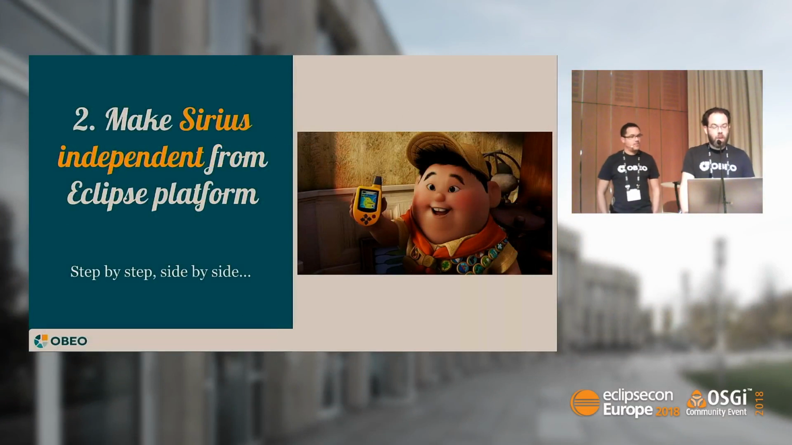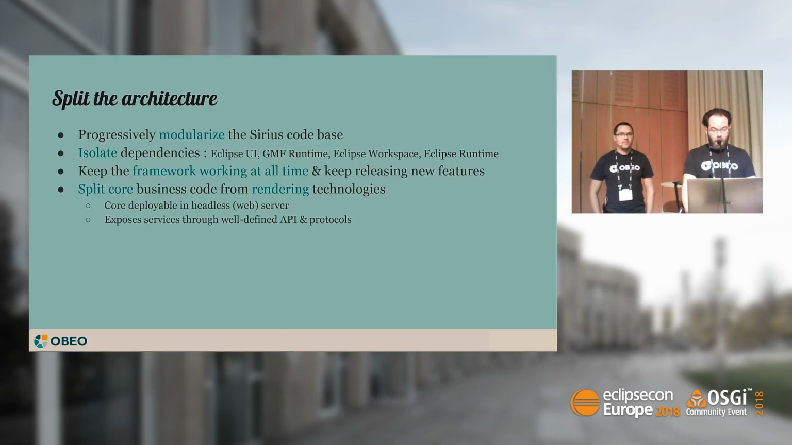The second one is to make Sirius independent from the Eclipse platform. And by this we mean progressively modularize the Sirius code base to make more and more of it deployable on the server side. This means isolating all the dependencies we currently have on particular technologies. Currently we depend obviously on the Eclipse UI, on GMF runtime for the diagrams, on the Eclipse workspace for the storage, and of course on the Eclipse runtime.